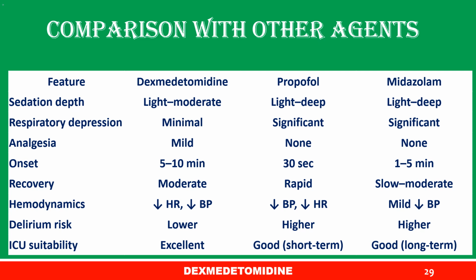2. Propofol. Sedation depth: light to deep. Respiratory depression: significant. Onset: 30 seconds. Analgesia: none. Recovery: rapid. Hemodynamics: lowers BP, increases heart rate. Delirium risk: higher. ICU suitability: good for short term.